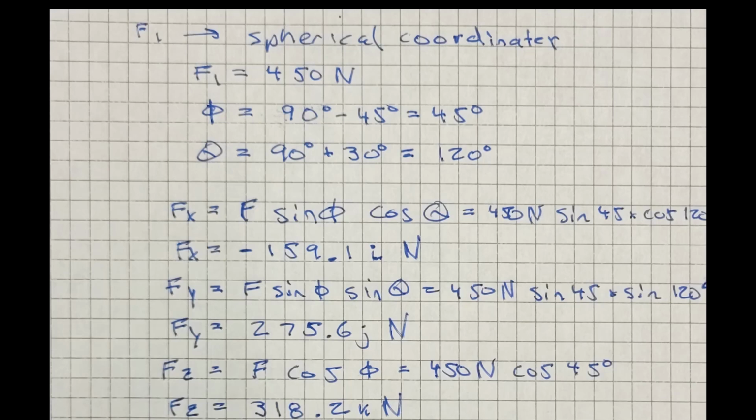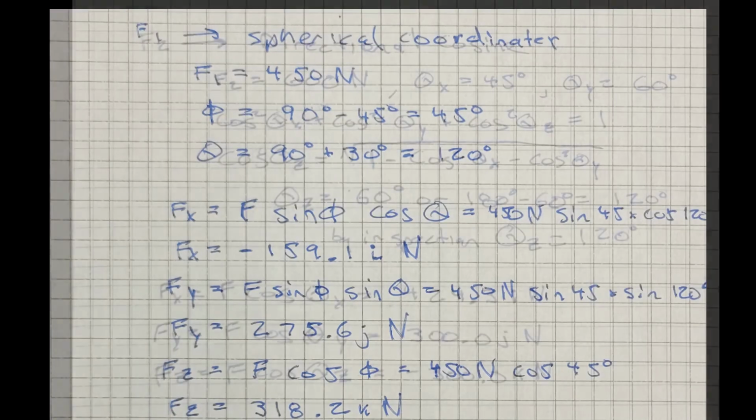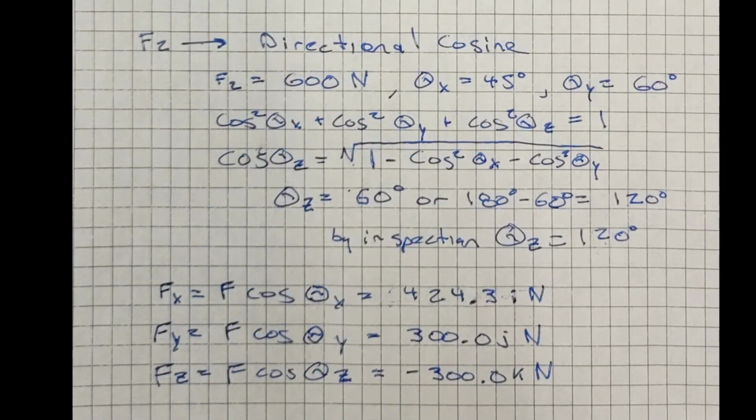Okay. The next thing I want you to do is solve the component forces for F2 now. So go ahead and pause the video, and let's work on F2. All right, force F2, by looking at the information given, is defined by direction cosines. So we have F2 with a magnitude of 600 newtons, a theta X of 45, and a theta Y of 60.